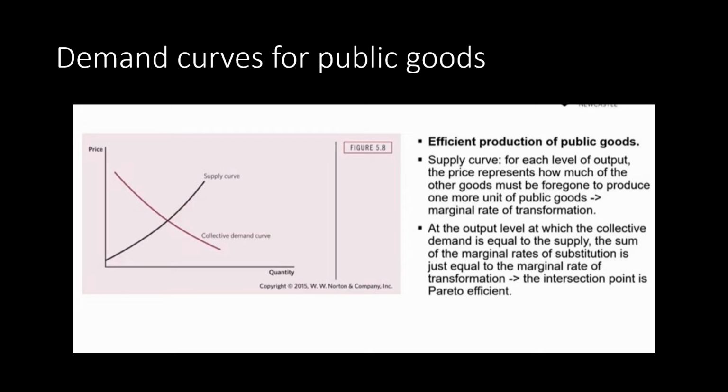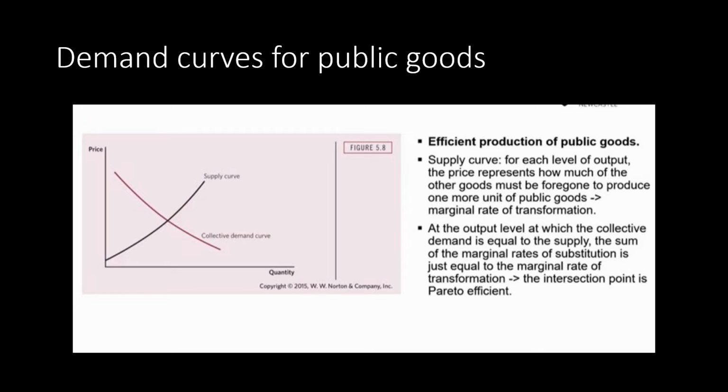Well, the next scenario will be the efficient production of public goods. We shall see the case for the supply curve. For each level of output, the price represents how much of the other goods must be foregone to produce one more unit of the public good, which is the marginal rate of transformation.